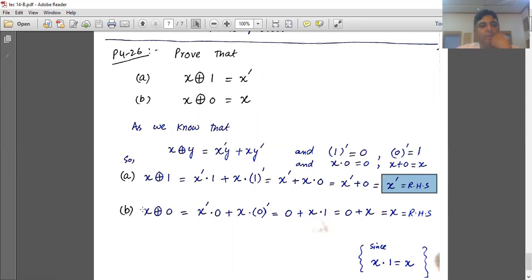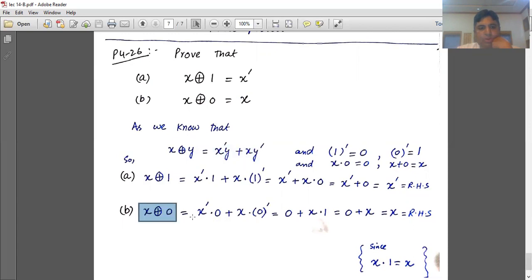In the second case, you can see that x exclusive or 0 is equal to x. This one we have to prove. So the left hand side is equal to x exclusive or 0. Basically, this formula has two variables, x and y. So one variable is x and the other variable y is equal to 0. So we will apply the right hand side here.